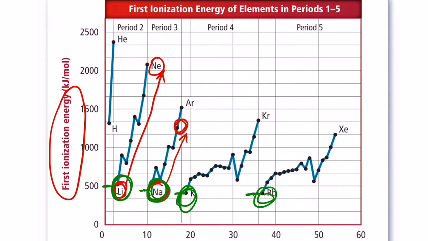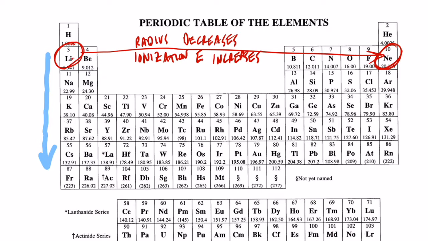So you can see when I go down a group, the ionization energy decreases. Notice that's also true with the noble gases. When I go from helium to neon to argon to krypton to xenon, doesn't the ionization energy decrease? So, when I go down a group, folks, the ionization energy decreases. Can you come up with the reason why? Why does the ionization energy decrease when I go down a group?